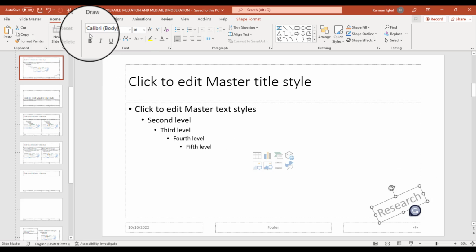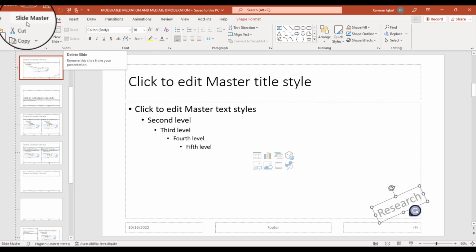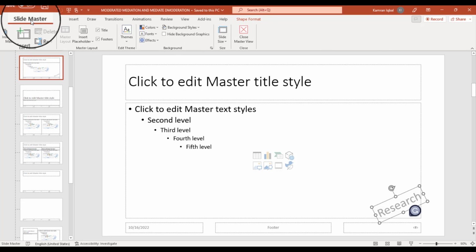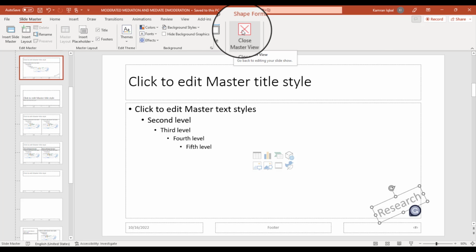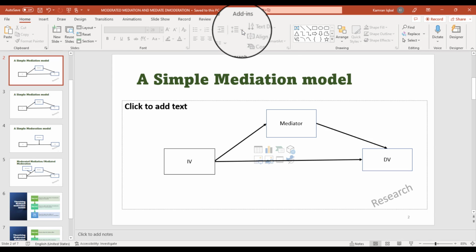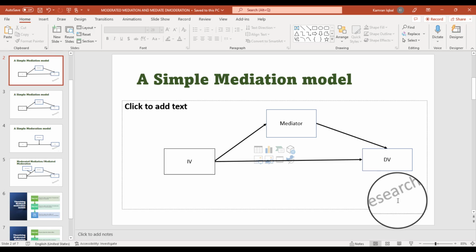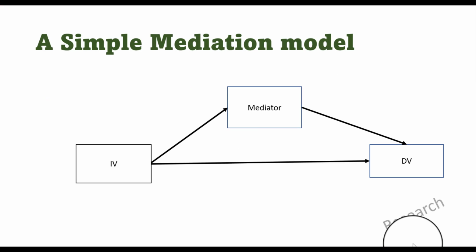And after that, just go to Slide Master and close Master View, and you will see a watermark has been added to your slides. Even when you play these slides, it will still be shown here. And even if you want to print these slides, it is still shown as a watermark on your slides.